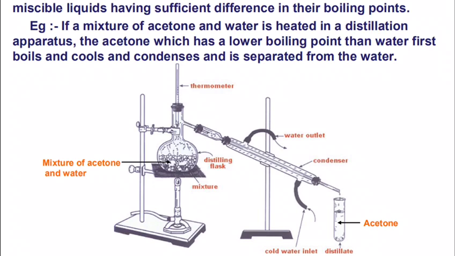So in this method, now you should know the boiling point of acetone. Acetone has a boiling point of 329 Kelvin. How much? 329 Kelvin. Remember it. And water, you know. So in this way the acetone and water are separated. This method of separation is the simple distillation method, and this method is used for the separation of two miscible liquids.